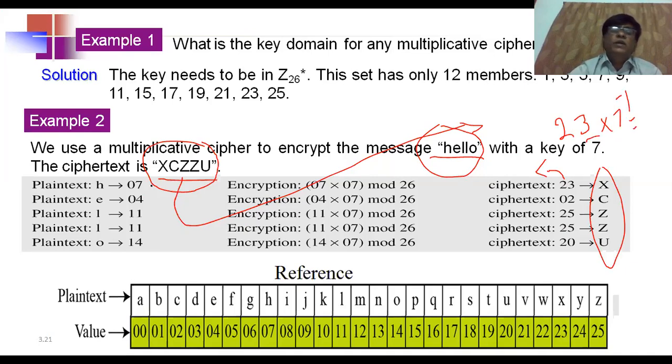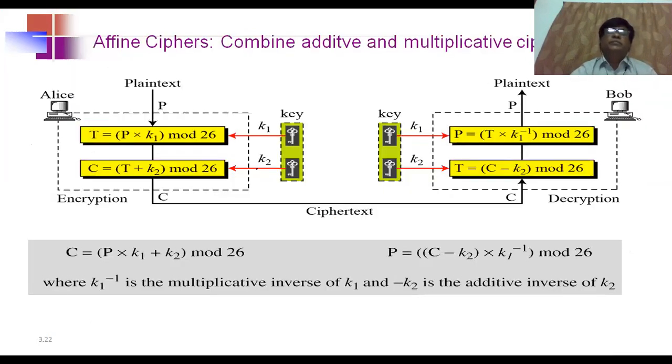After that you get this 7, and it is converted into H. That is at the decryption side. Now we have one more cipher, that is called the affine cipher.